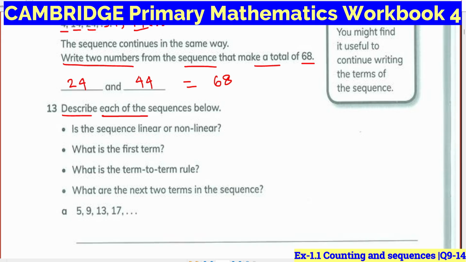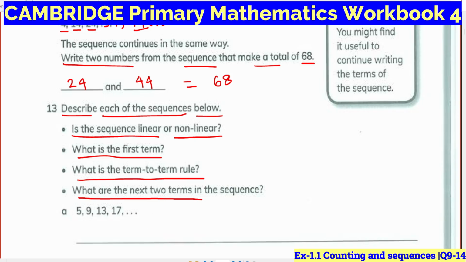Question 13. Describe each of the sequences below. Is the sequence linear or non-linear? What is the difference between a linear sequence and a non-linear sequence? What is the first term? What is the term-to-term rule? What are the next two numbers in the sequence? So first thing, is the sequence linear or non-linear?